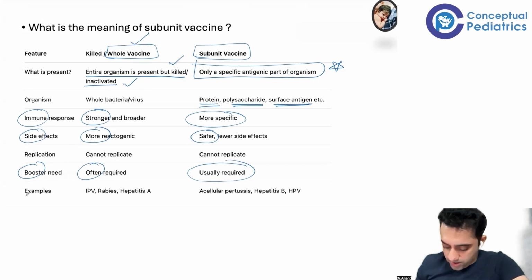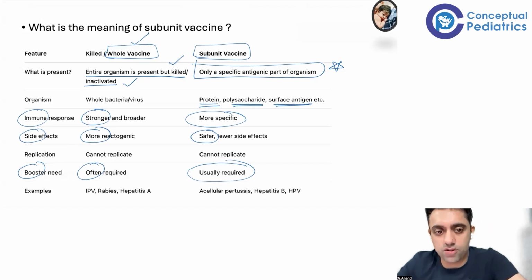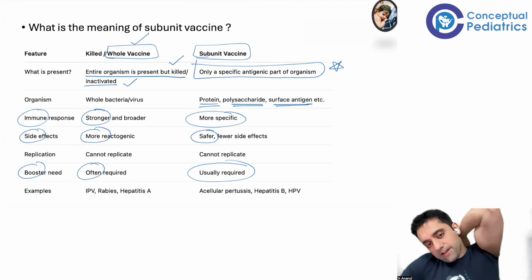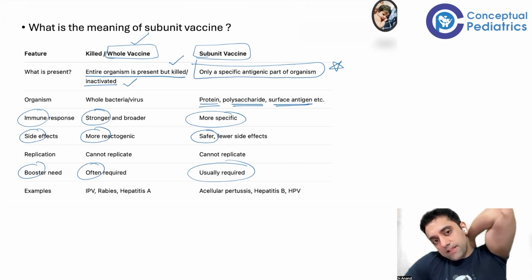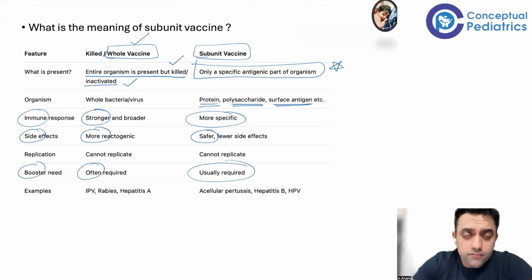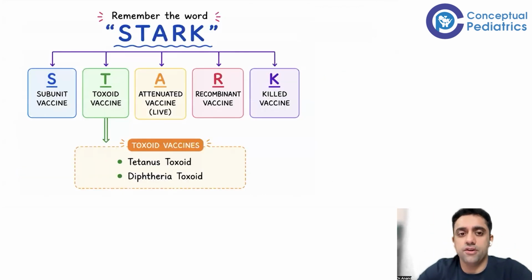Okay, often. And examples we already did: smallpox, chickenpox, MMR. Actually, those are live vaccines. So yeah, these are all the basic things I'm telling you regarding the killed vaccine or the subunit vaccine.